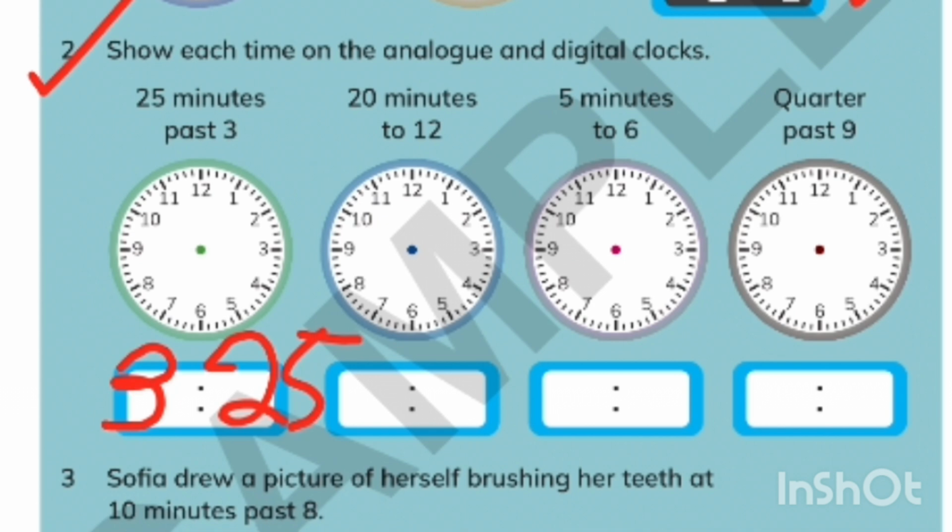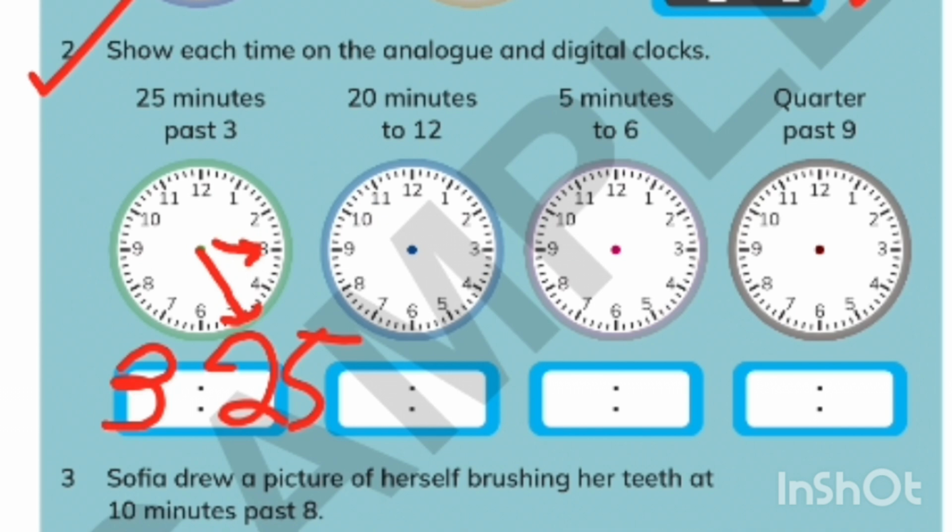25 minutes has completed. Okay. 3:25. And where will be the 3:25? The small needle will be on 3 and the big needle will be on 5, because 5 is showing the minutes and 5 is equal 25. So big needle will be on 25.